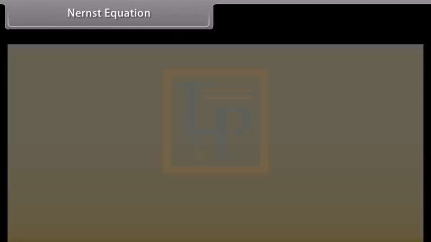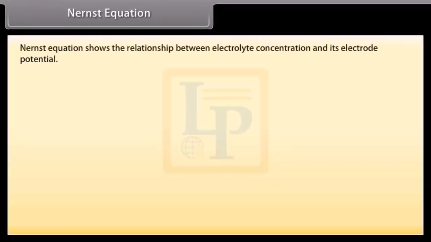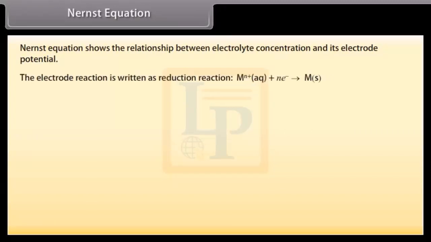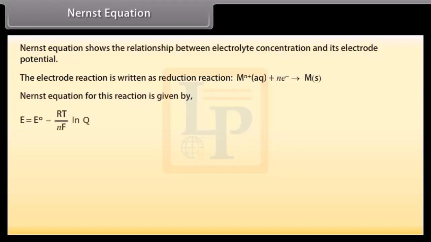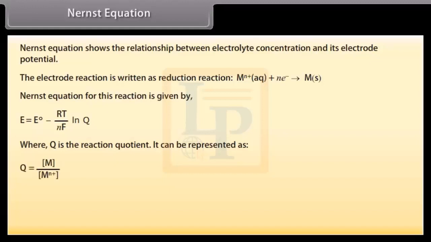Nernst equation. The Nernst equation shows the relationship between electrolyte concentration and its electrode potential. The electrode reaction is written as a reduction reaction. The Nernst equation for this reaction is given by E is equal to E naught minus RT upon nF multiplied by natural log of Q, where Q is the reaction quotient. It can be represented by M upon M ion.